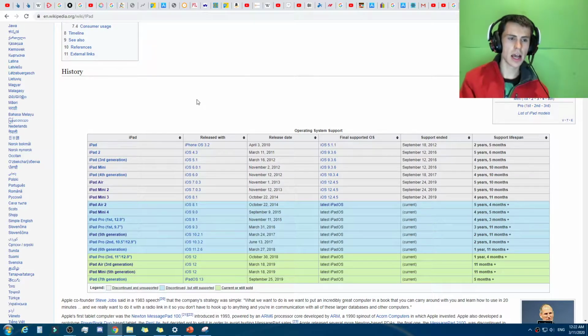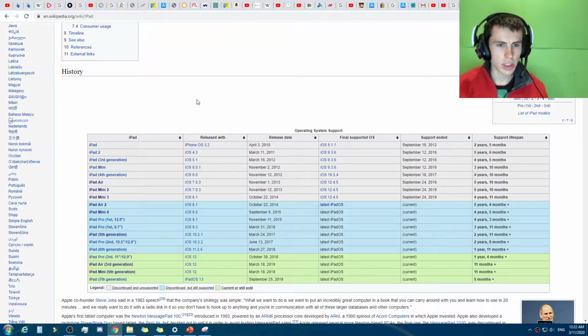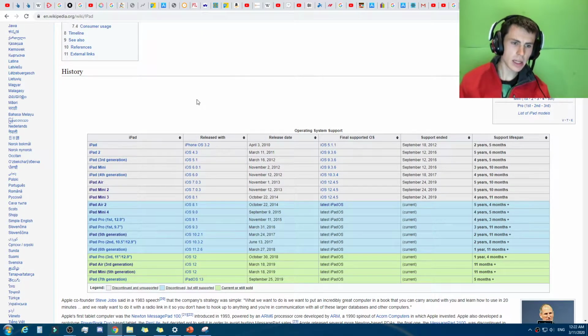So there are four lines. There's the iPad line, which was the original, starting way back in 2010. There's the iPad Mini line, the iPad Pro line, and the iPad Air line. The iPad line is just the standard default line, and then as of 2015, they had the iPad Pro line.